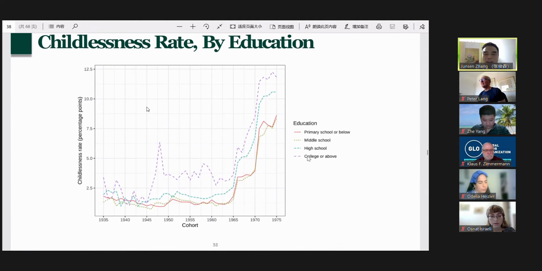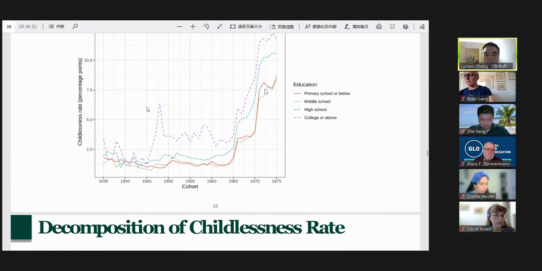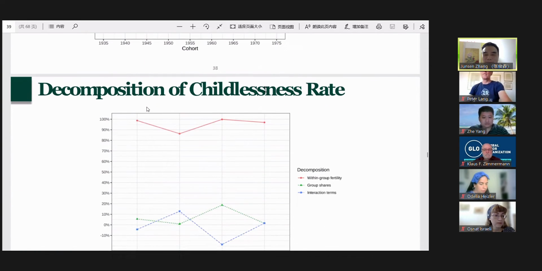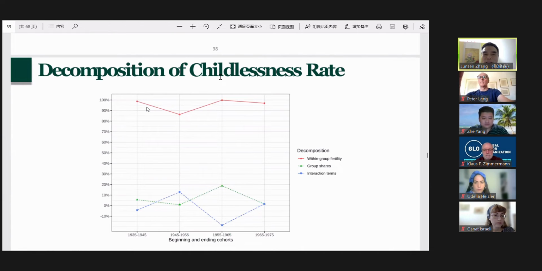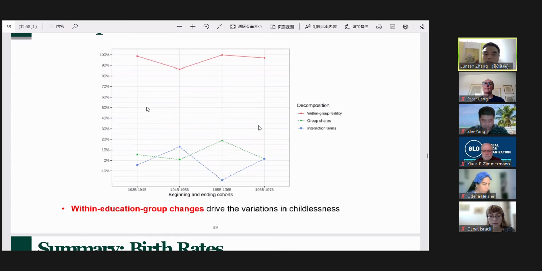And by education, it's also childless. For college and above, this curve is more obvious, the childless rate is stronger. And we also find that in the childless decomposition, the within-group change is the main reason. The composition and other things are minor.